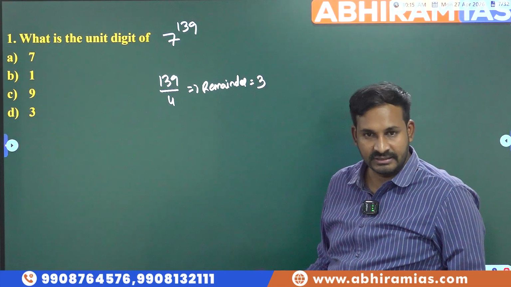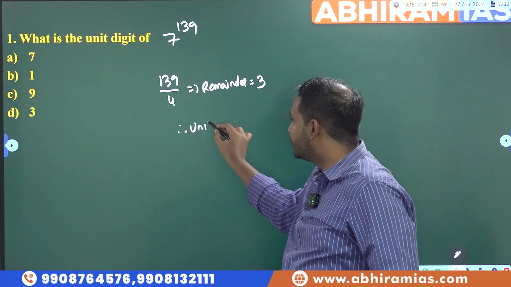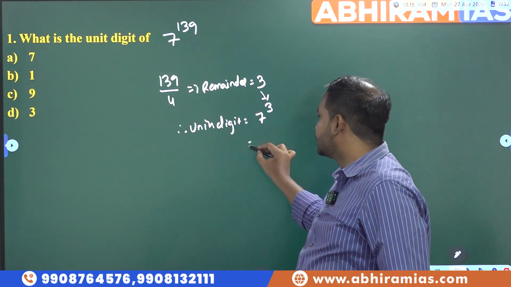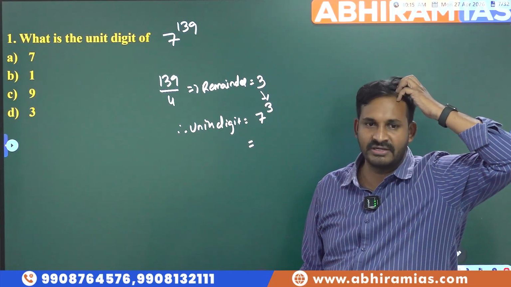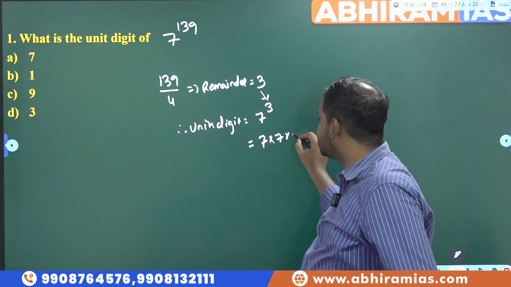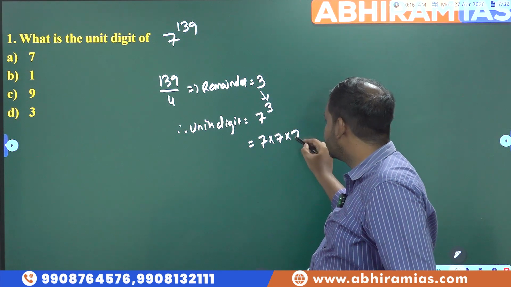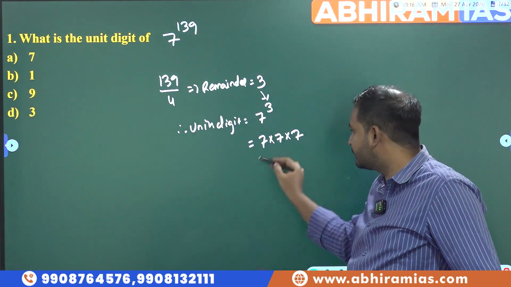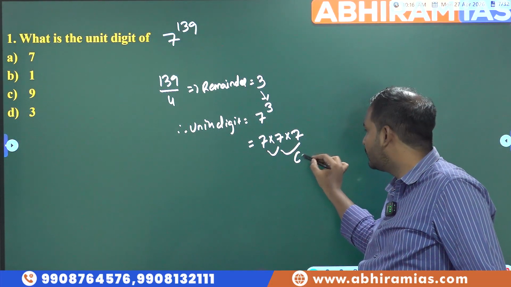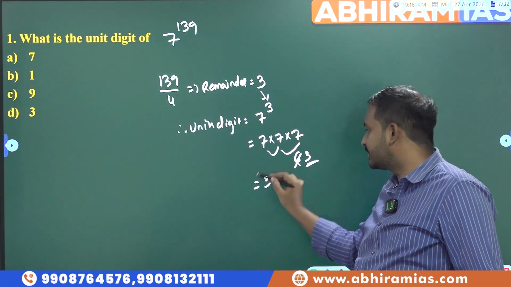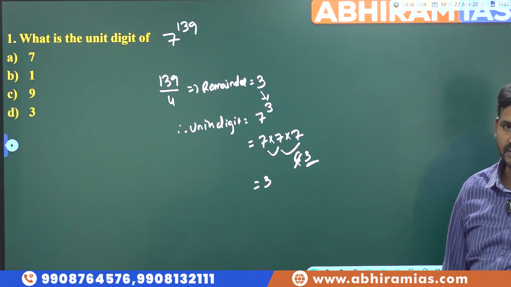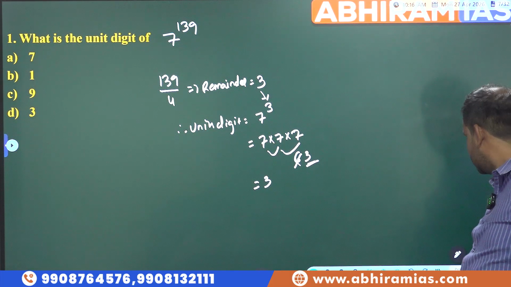What is the remainder for us? 3. So the units digit will become 7 cube. If you know 7 cube, happy; if you don't, no problem. Write 7 into 7 into 7, three times. 7 cube is actually 343. So if you know 343, fine. If not, write 7 three times. 7 7s are 49, 9 7s are 63. So what will I be left with here? 3. So my answer is 3. If you remember 7 cube, you directly write 3; if not, write 7 into 7 into 7. Simple, right.